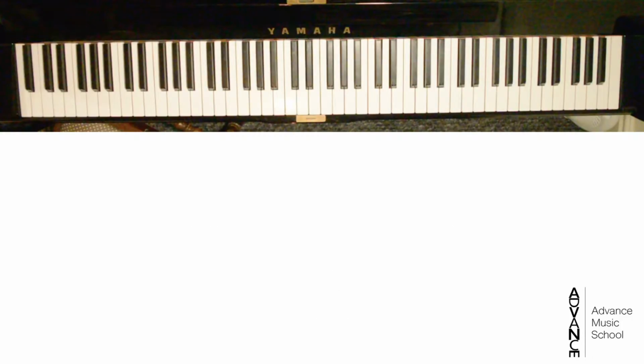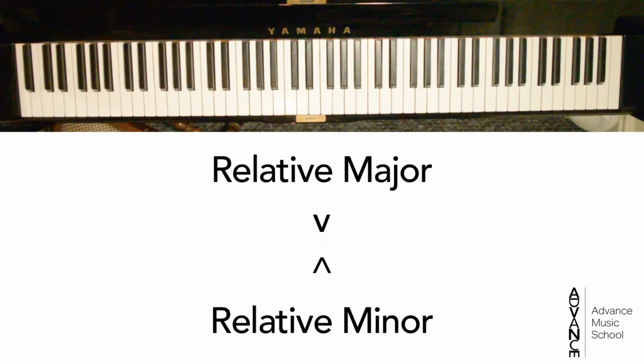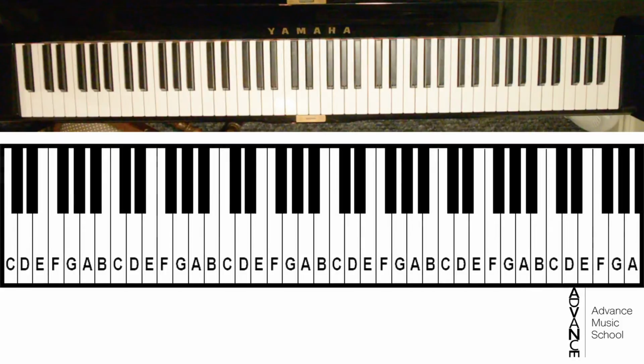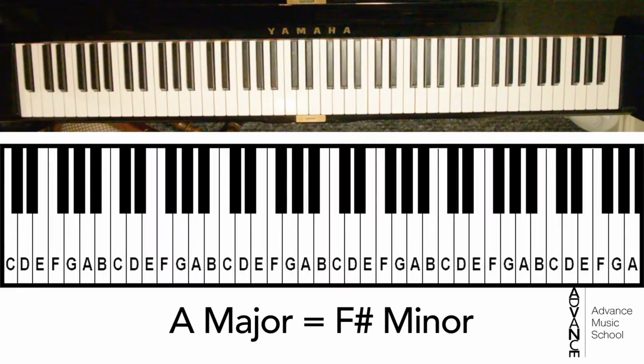Each major key has a relative minor key, and each minor key has a relative major key. They are relatives because they have the same key signature, or the sharps or the flats. To work out a major key's relative minor, we have to go down 3 semitones. So to work out A major's relative minor, we go down G sharp, or A flat, G, F sharp, or G flat. So F sharp minor has the same sharps as A major.